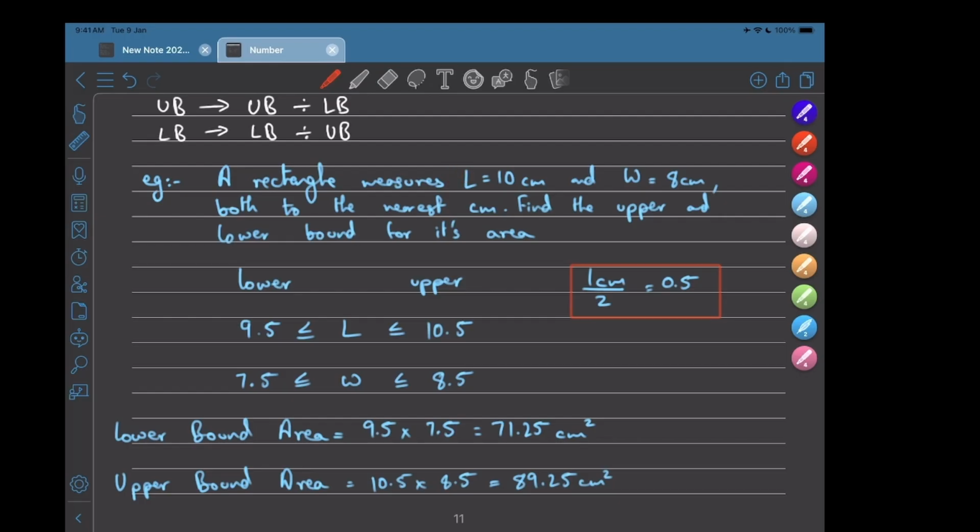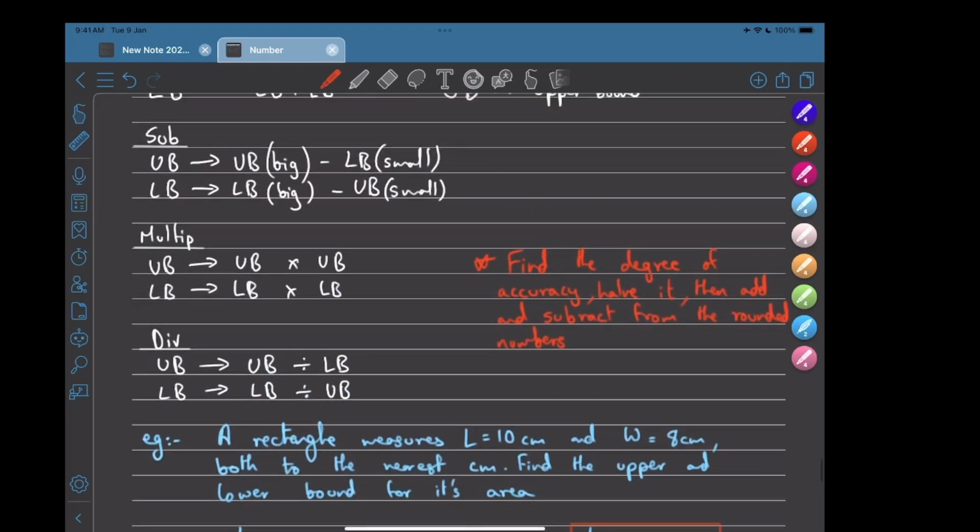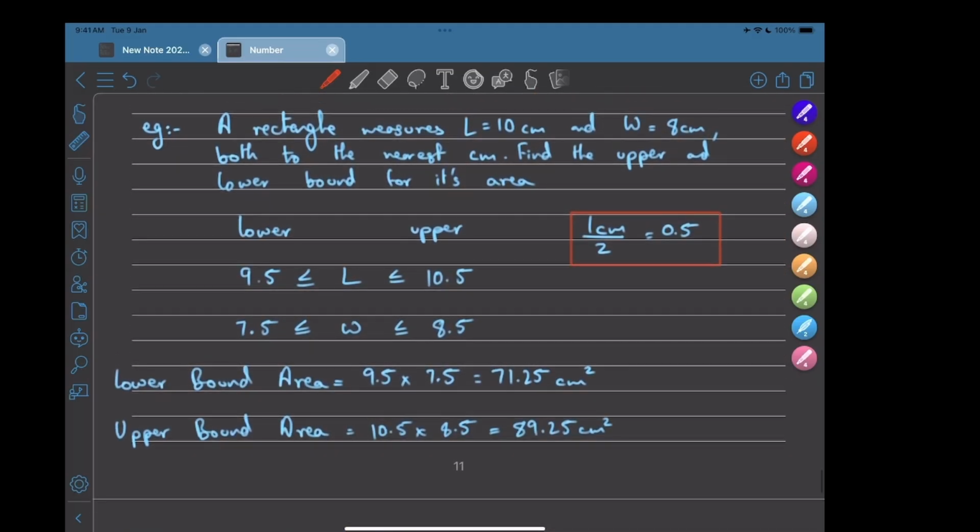All right, when we speak about nearest centimeter, nearest millimeter, we take 1 centimeter, 1 millimeter, 1 kilometer. They mention it in the question clearly. So in this case it is nearest centimeter, so 1 centimeter divided by 2. This is what I have mentioned: find the degree of accuracy, half it, and then add and subtract from the rounded numbers. Now in this case, my degree of accuracy is 1 centimeter. I divide that by 2 and then I get 0.5.